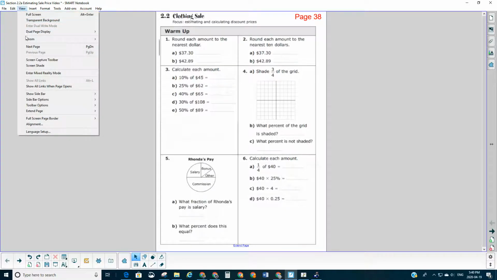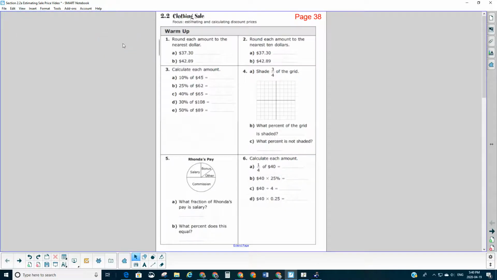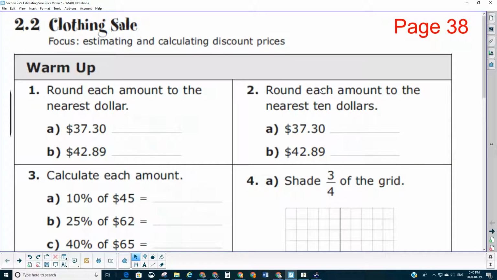So I'm just going to zoom in here so it's a little bit easier for us to read. We're on page 38. First, we're going to just remind ourselves of some rounding. It says round to the nearest dollar. So you see, we're going to look at the first cents there, the 30 cents. And we know that 30 cents is lower than 50 cents. So this one will get rounded to $37. This one, we're going to look at the 89 cents. The 89 cents is closer to the 43, so that's going to round up to $43.